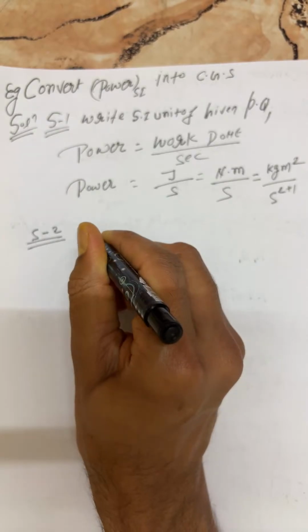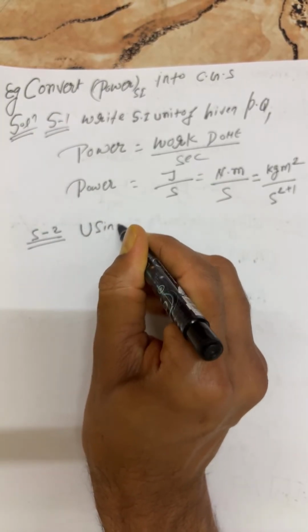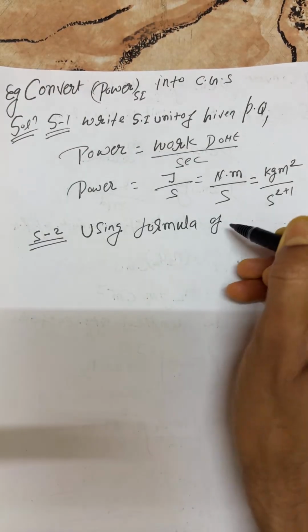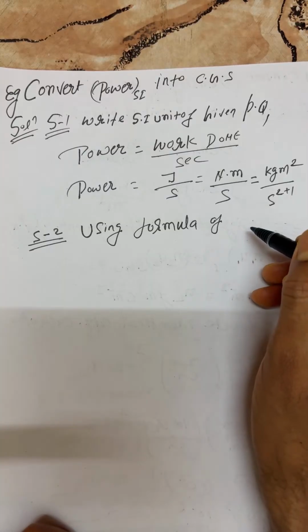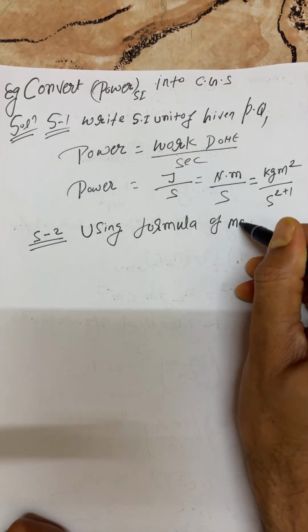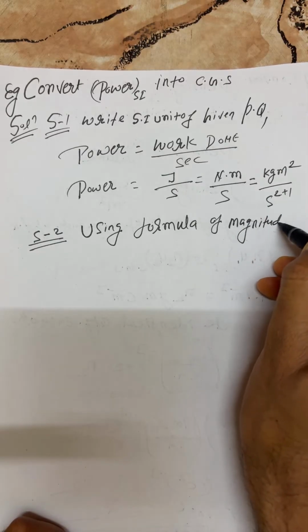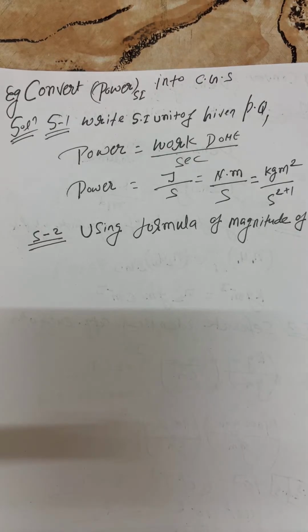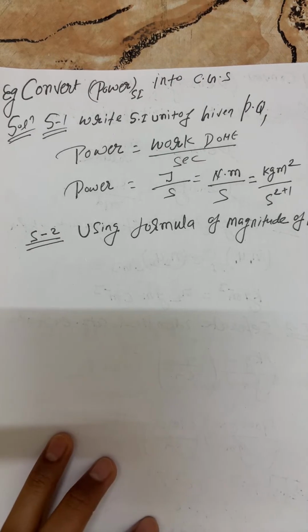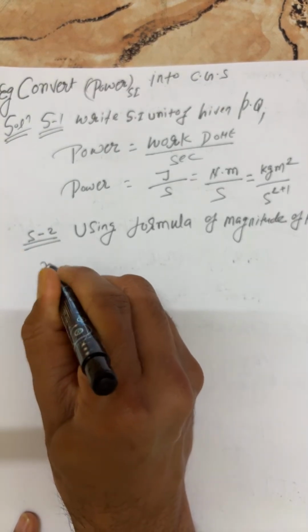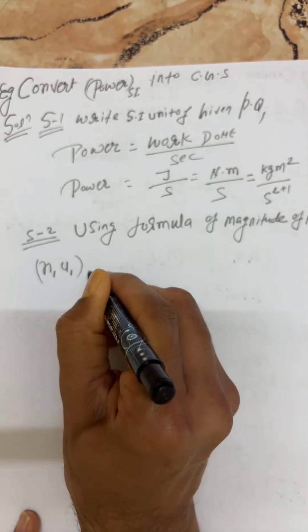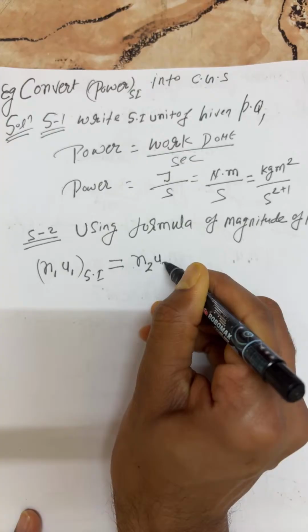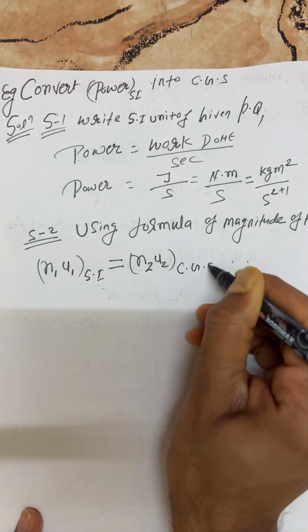In step 2, beta, using the formula of magnitude of physical quantity, N1 U1, which is in SI, is equal to N2 U2, which is in CGS.